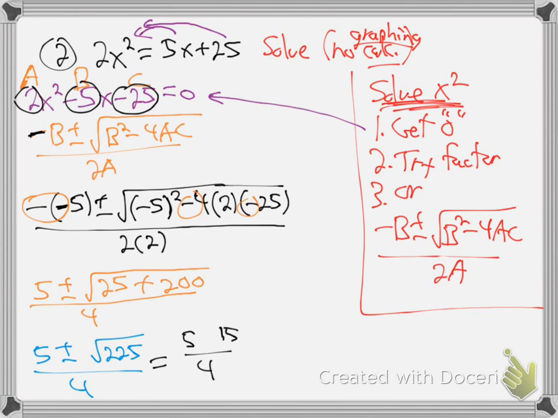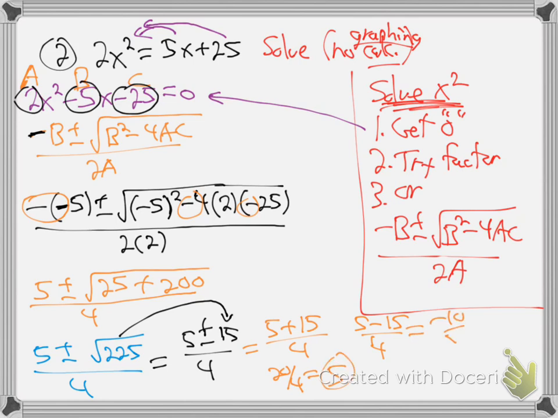5 plus or minus 15, right? Root 225 became 15. So then you just do those 2 different options. So that's 5 plus 15 over 4 and 5 minus 15 over 4. So that's 20 over 4, or 5. That's minus 10 over 4, or minus 5 halves. Those are the 2 answers from the quadratic formula, like that.